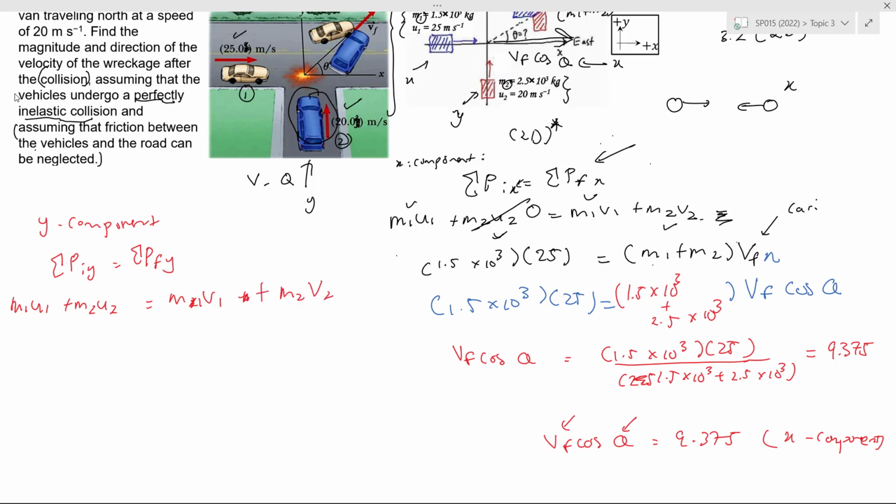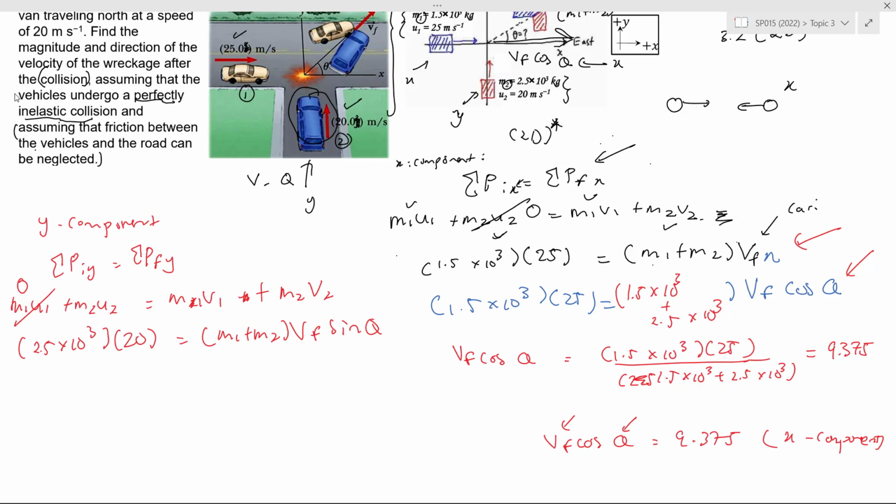I know now on my Y-axis, this will be zero because my first object is moving in X. So the second mass will be 2.5 times 10 to the power 3 moving at 20 equals M1 plus M2 V final sin theta. I hope I'm not moving too fast. I'm using it like this. It's just that I skipped a step straight to this. Okay. If you don't understand, look back at the first component.